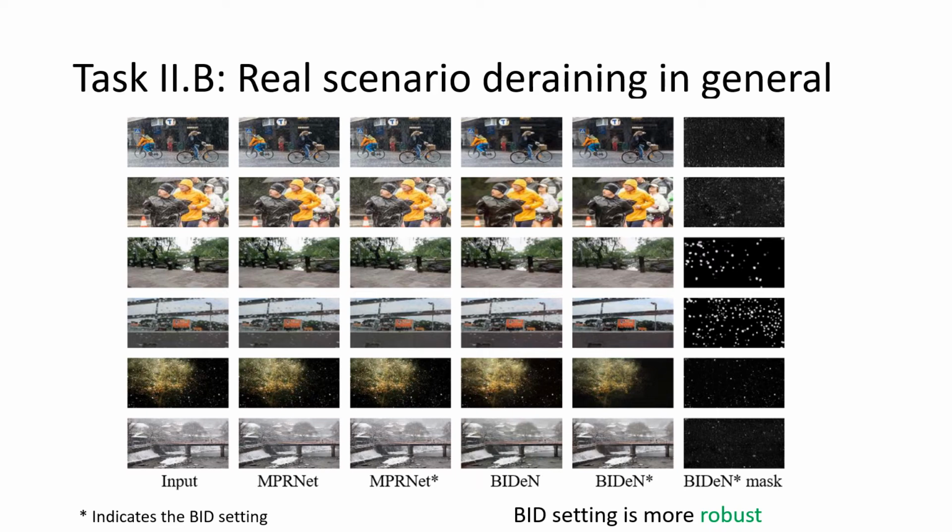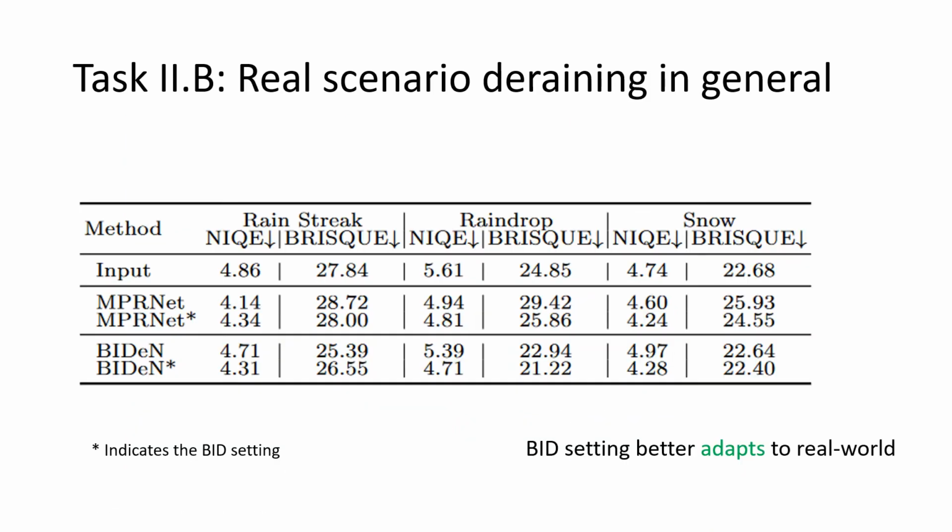In summary, models trained under the BID setting are more robust in restoring real-world images. Quantitative results further validate the generality and robustness of the BID setting in real-world scenarios. Models trained under the BID setting are good at processing all kinds of natural images.